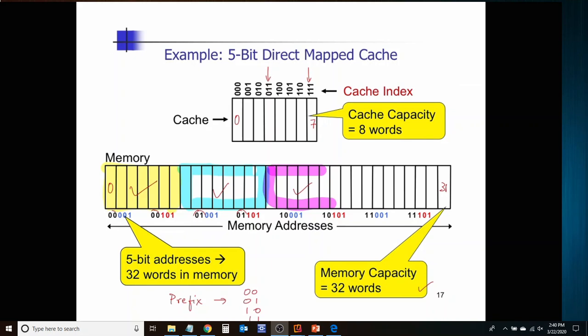I have prefix. So my prefixes are that, and the last one would be that. Alright.